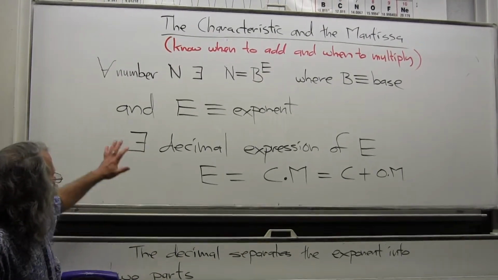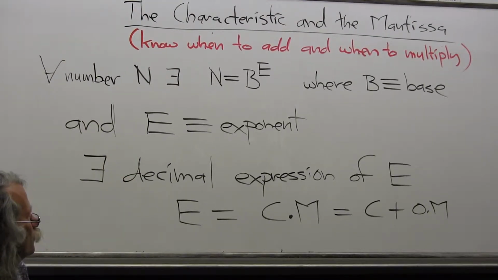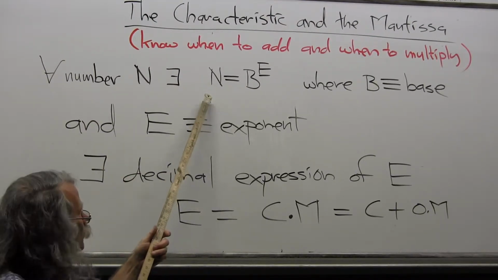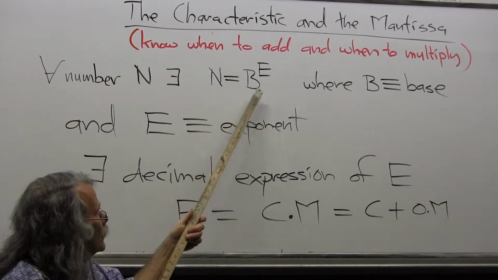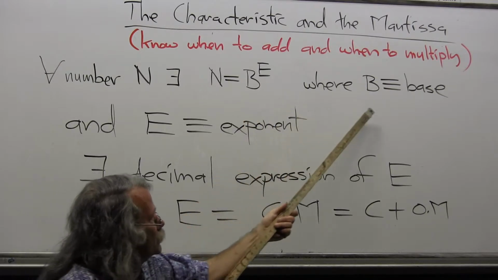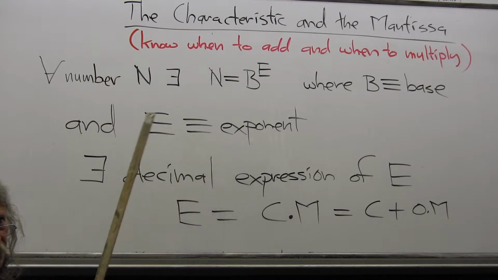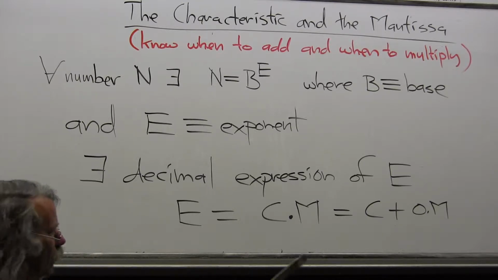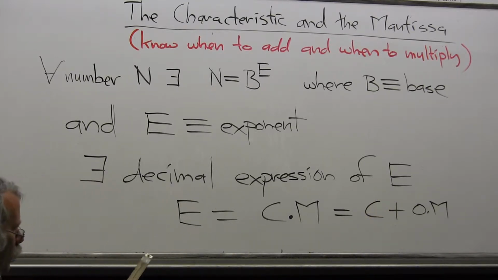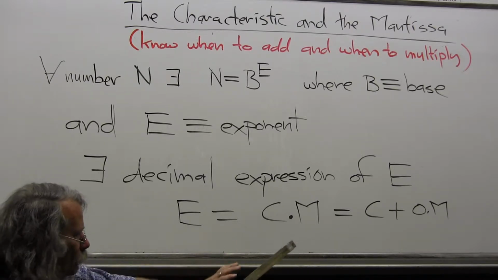And so we're going to take for any number n, there exists a representation of that number in an x as equal to some base raised to some sort of an exponent, where b is the base and e is defined as the exponent. Now, there exists a decimal expression of the exponent where I can represent the exponent as a decimal number. This is true for all numbers.